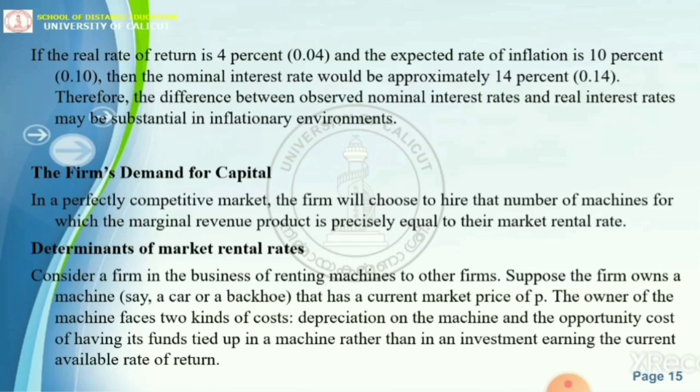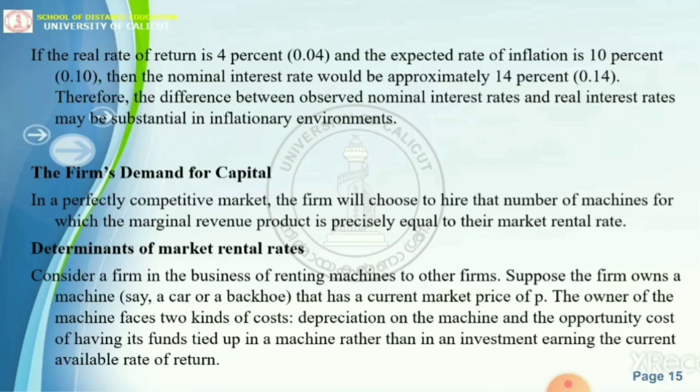The firm's demand for capital. In a perfectly competitive market, the firms will choose to hire that number of machines for which the marginal revenue product is precisely equal to their market rental rate. That is, the determinants of the market rental rate.